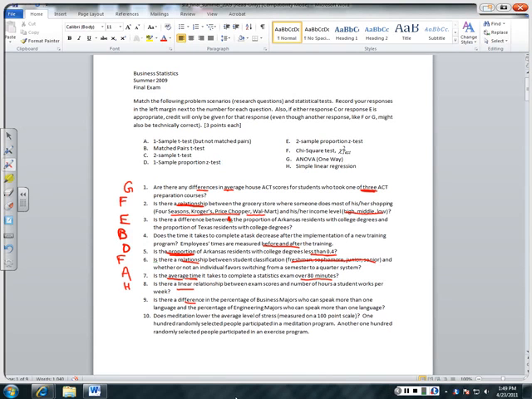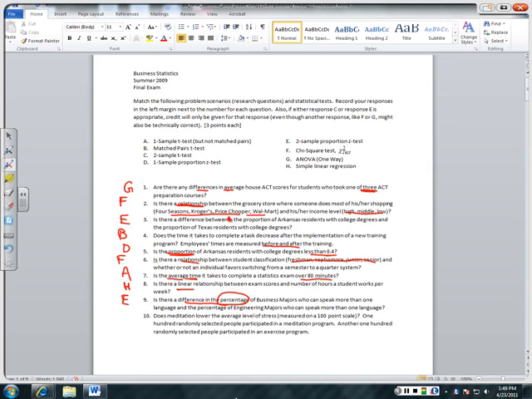Okay, difference in percentage. So since it's percentage, we're looking at proportions of business majors who can speak more than 1 language and the percentage or proportion of engineering majors. That's 2 groups there, business and engineering majors. And we're asking each, or want to know about each, whether or not they can speak more than 1 language. That is a 2-proportion z-test, or E.